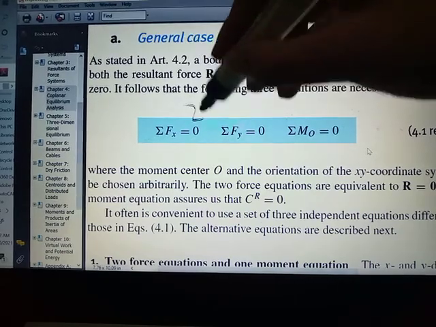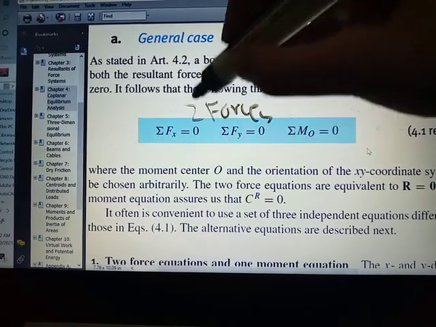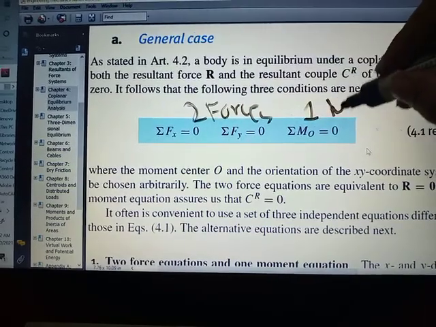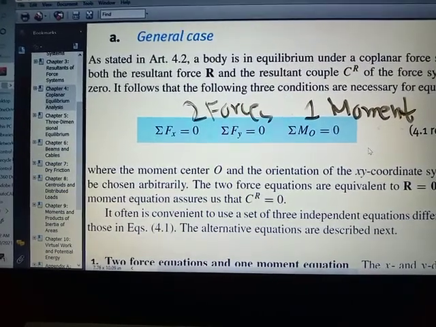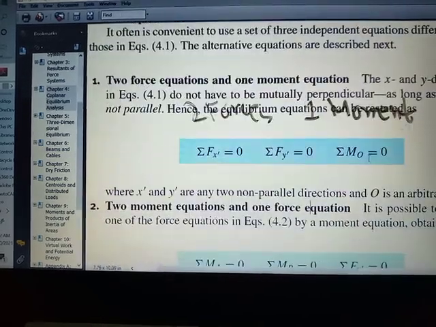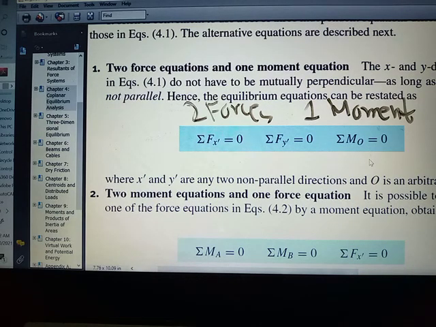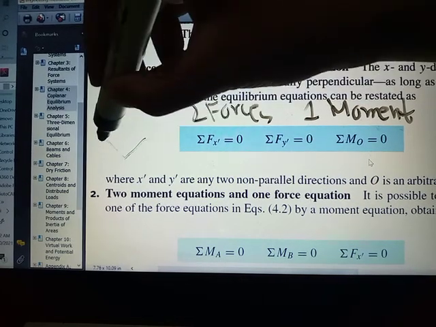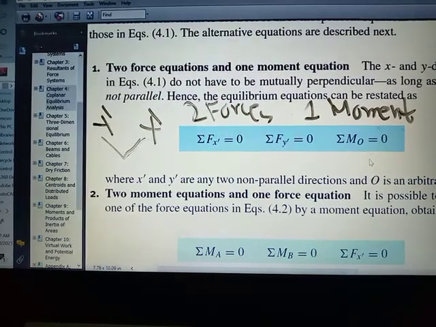Dalawang force, okay, two forces, and then one moment equation. So dalawang moment, okay, mag-sum up ka ng dalawang forces, mag-sum up ka ng forces along x and y axis at isang moment. And then pwede mo rin gamitin dito dalawang forces din at isang moment. Kaya lang pwede nang patakilid yung x and y axis mo. Pwede nang ganyan yung x and y axis mo.